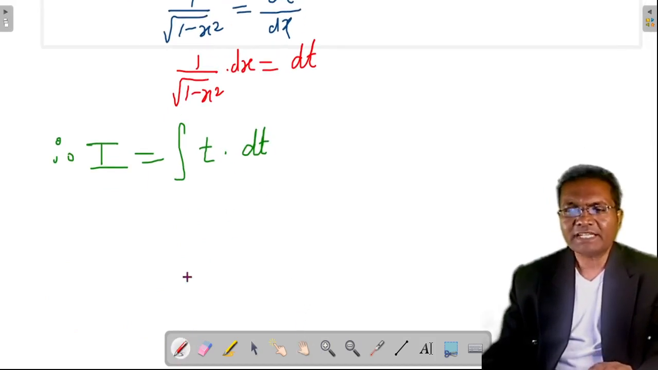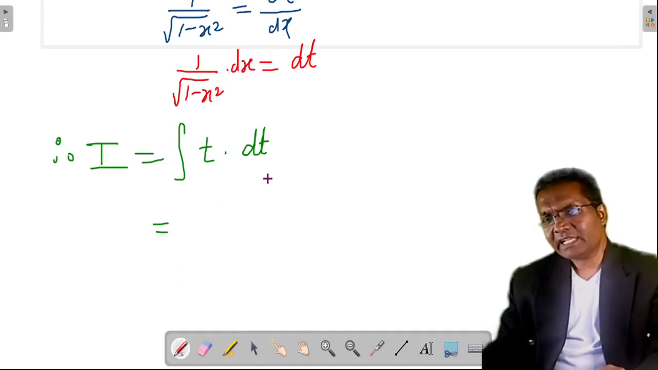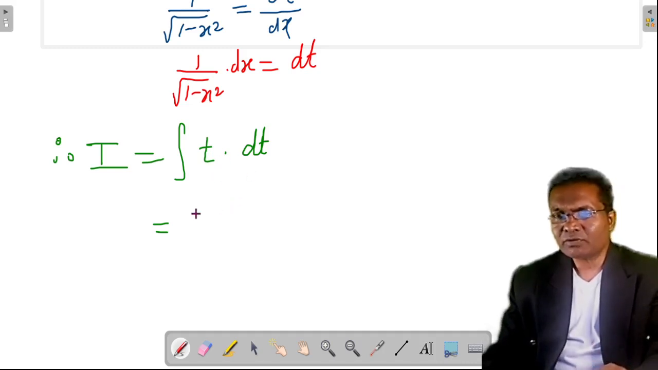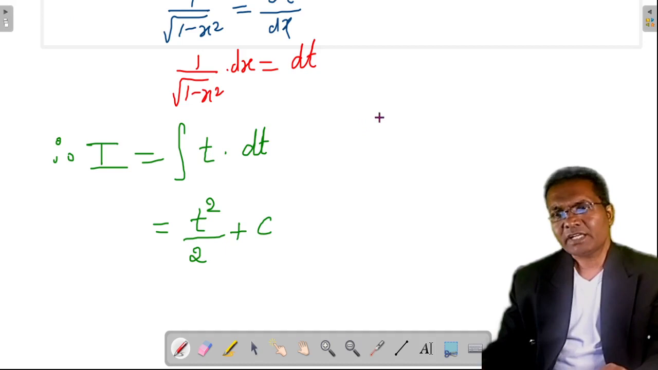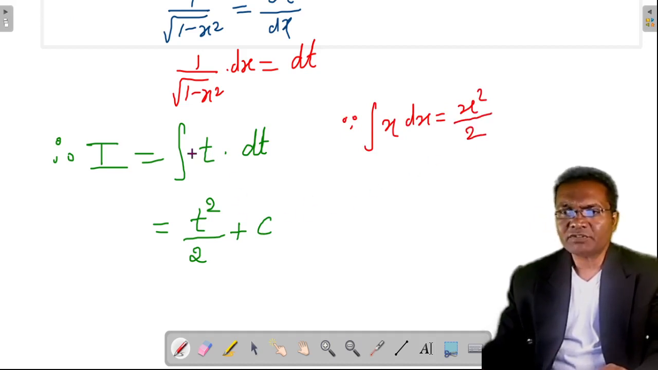Now what is the integration of t with respect to t? Like the integration of x. Integration of x with respect to x is x square by 2. So similarly, integration of t with respect to t is t square by 2 plus constant c. Remember this: integration of x with respect to x is x square by 2. In the same way, integration of t with respect to t is t square by 2.